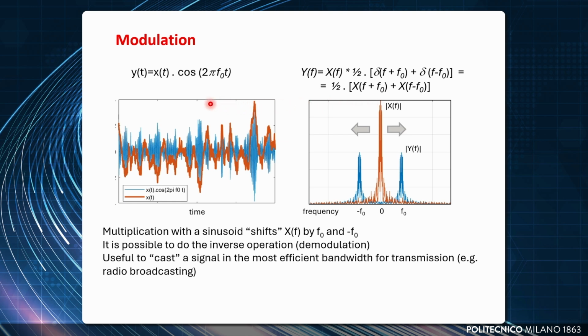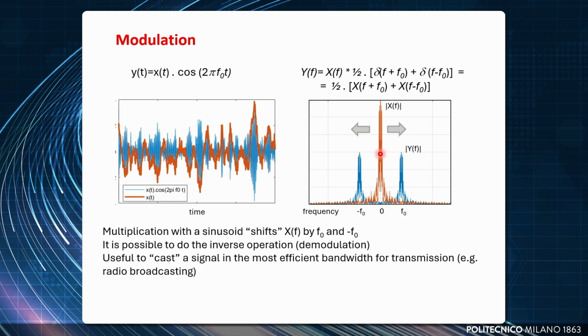And the product here is the convolution here, which means that you are moving the spectrum of x of f to be centered at the positions minus f0 and plus f0, where f0 is the frequency of the cosine. So this is a way of shifting the spectrum of a signal around a frequency which is called the carrier frequency. What is the application of this kind of system?